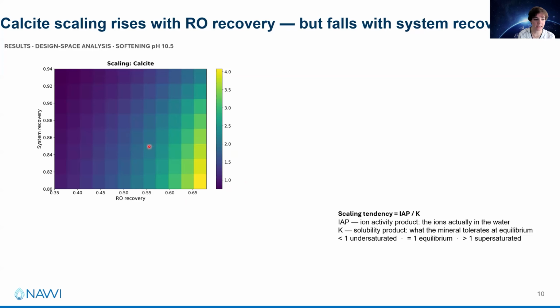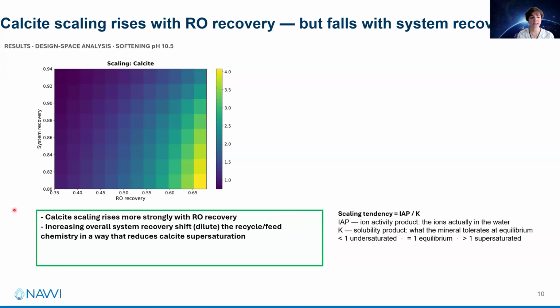What you see here is the scaling tendency at the outlet of your reverse osmosis membrane, meaning its most concentrated state. On the x-axis, you will see reverse osmosis single pass recovery, and on the y-axis, you will see overall system recovery. That is an indication of your recycle loop volume.